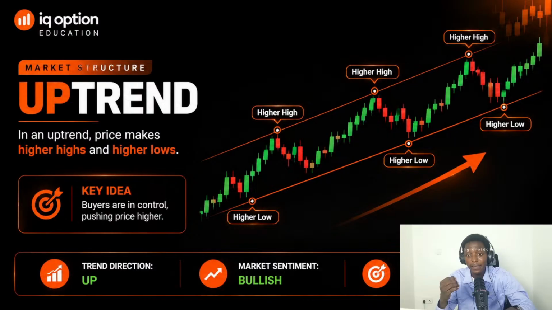To make it very clear, here is a short definition of uptrend, downtrend, and sideways. If the market is generally moving upward, like you can see right now on your screen, then we call that an uptrend, or the market is in an uptrend. And if the market is generally moving downward, we call it a downtrend.